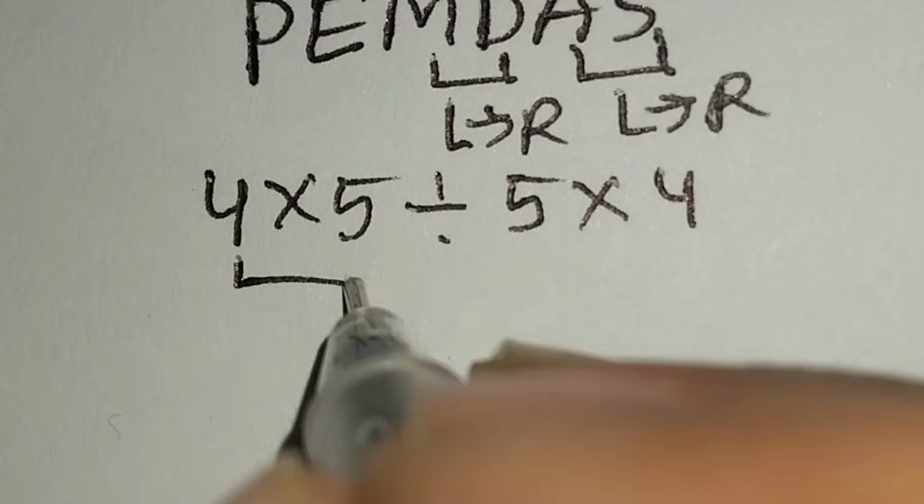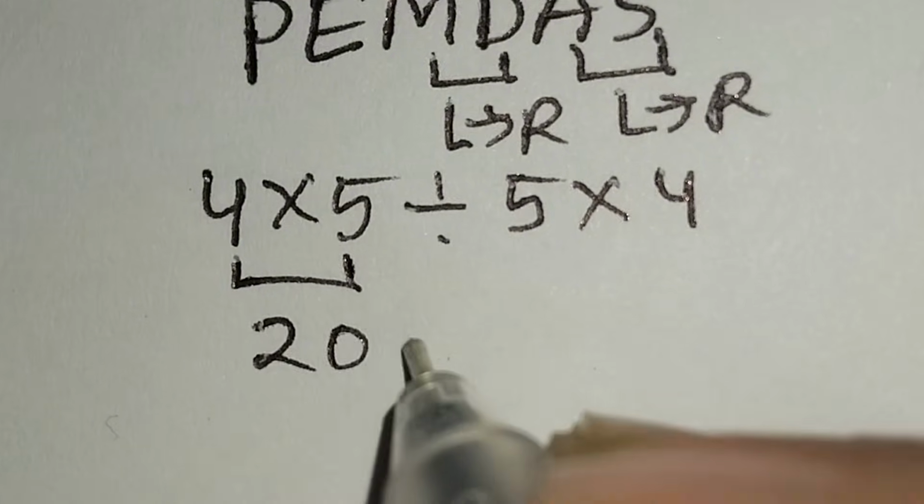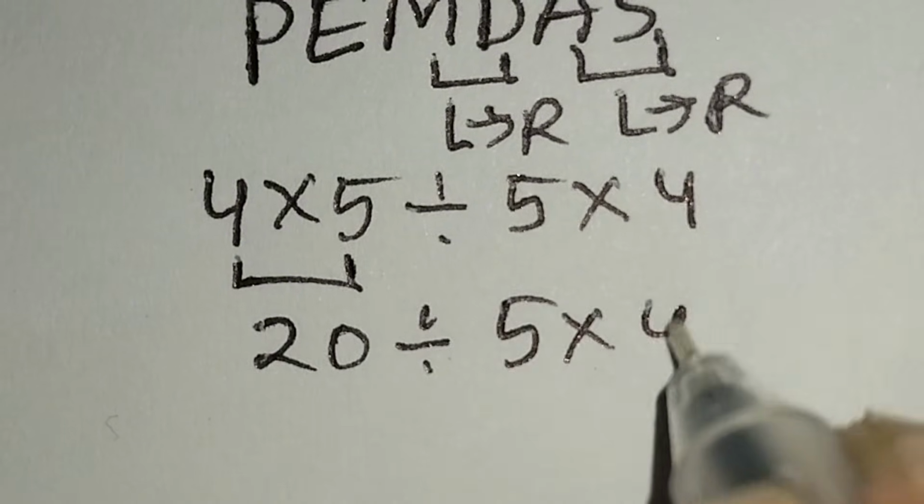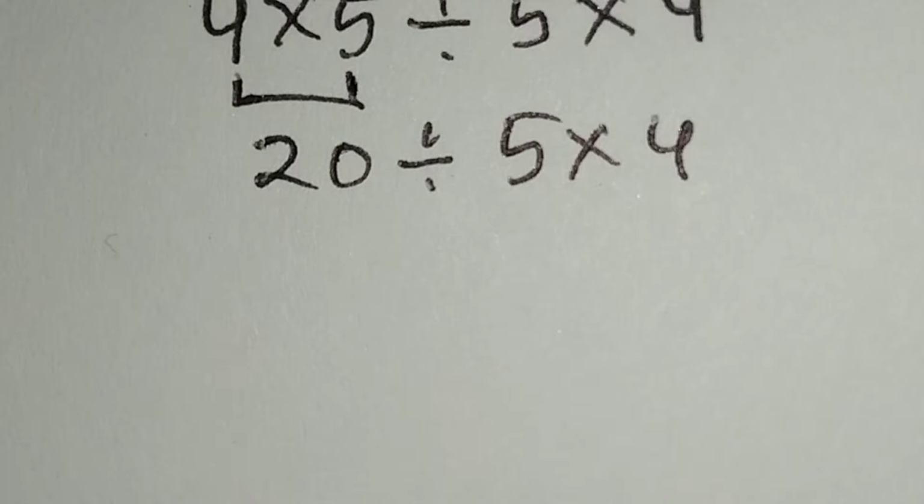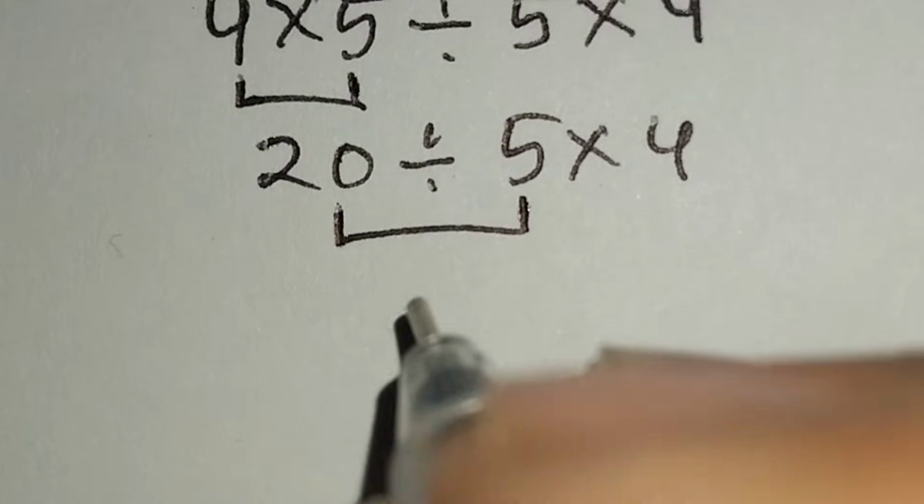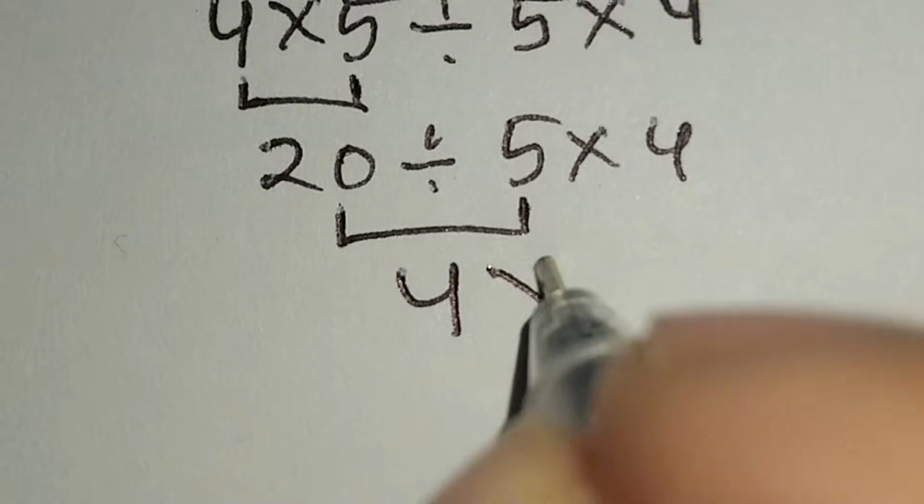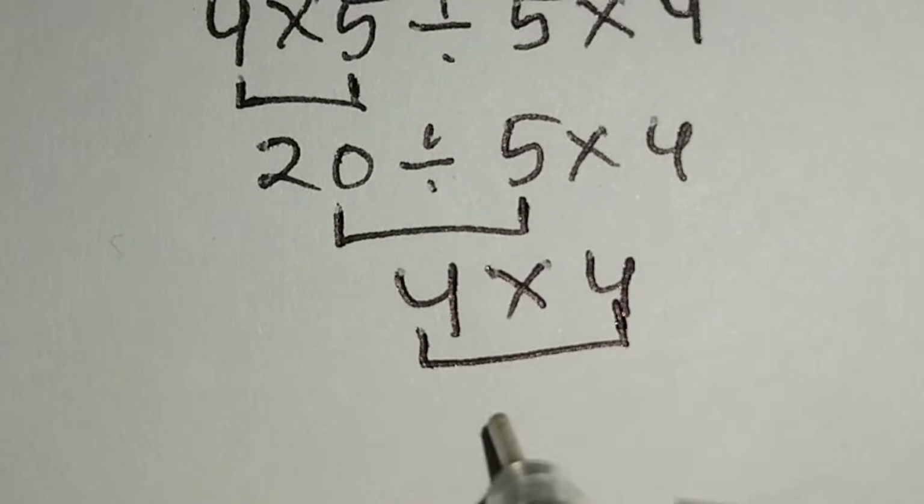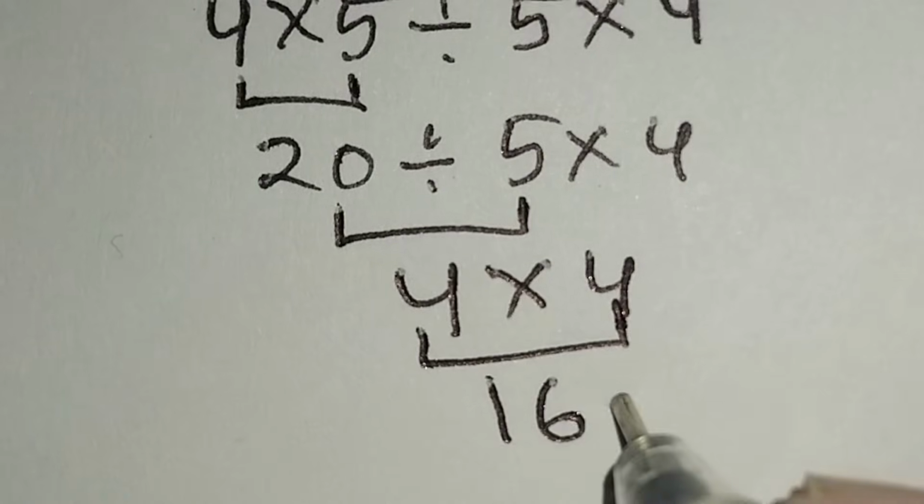Here 4 times 5 gives us 20, divided by this 5 times this 4. Now I have to work with this division. Here 20 divided by 5 gives us 4. Multiply this 4. 4 times 4 gives us 16. And this is the correct answer.